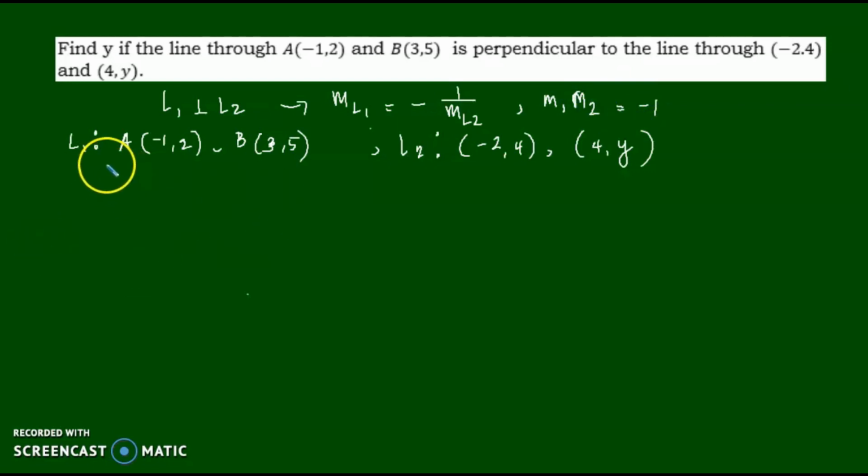So we need to find the slope of each line. The formula of slope given ordered pairs is y sub 2 minus y sub 1 over x sub 2 minus x sub 1. Now let's find the slope of the first line. Slope of line 1 is 3 minus 2, that is 5 minus 2.